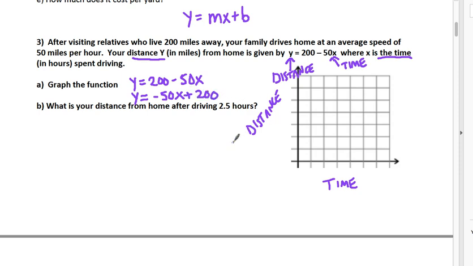Okay, so now if you remember the fast way of graphing lines, we wouldn't have to make an XY table, although you could. But this is our y-intercept, 200. So it's going to start at 200 on this y-axis. And then our slope is negative 50. So if it's negative 50, that means we're going to go down 50 and over 1.